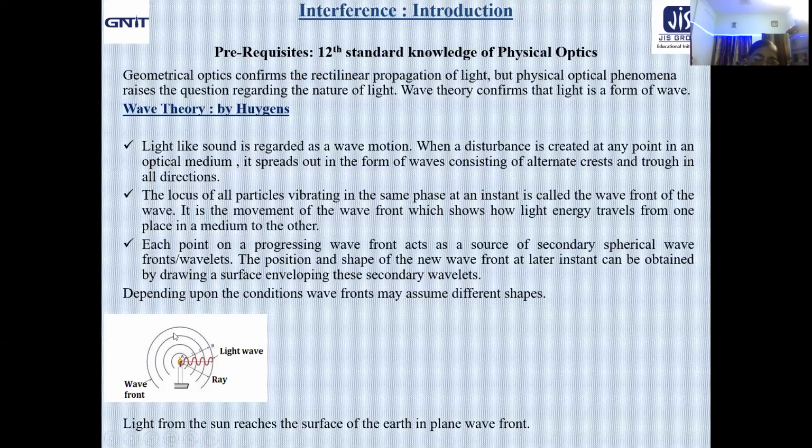Now, the locus of all particles vibrating in the same phase, now on the trough, it is again a circle in two dimensions. That means a sphere in three dimensions. So if we move this way, we will find the wavefront is advancing in the forward direction one after another, and they are spherical in shape for a point source kept in a homogeneous and isotropic medium.